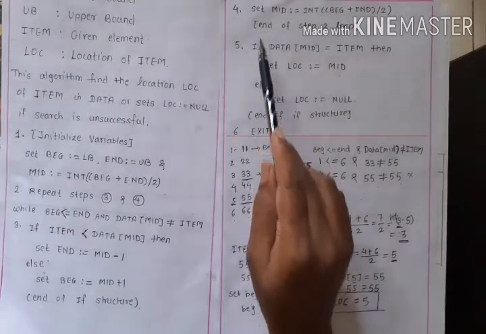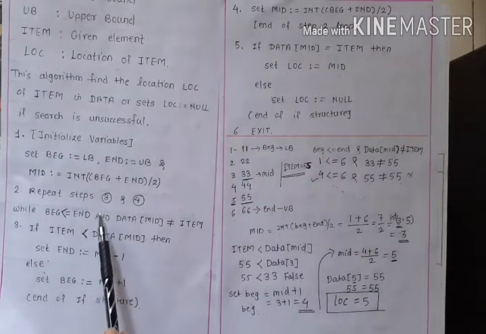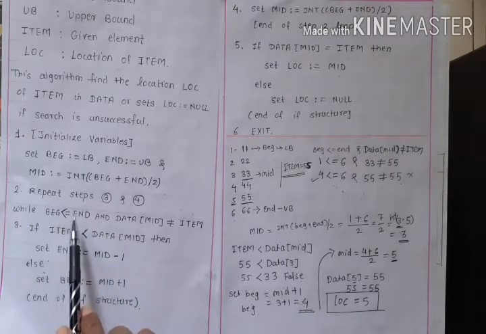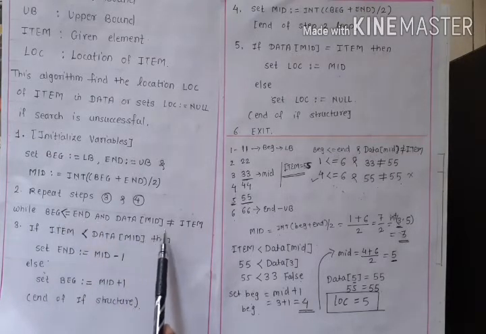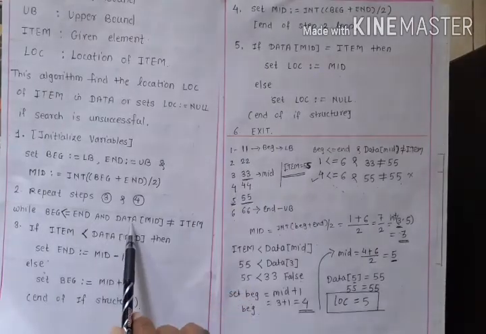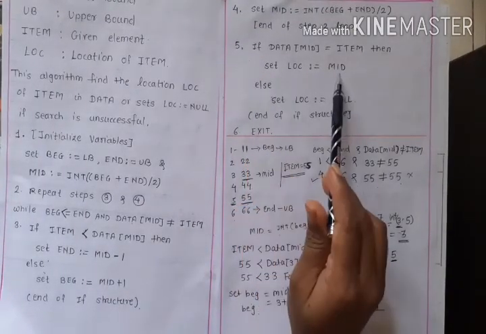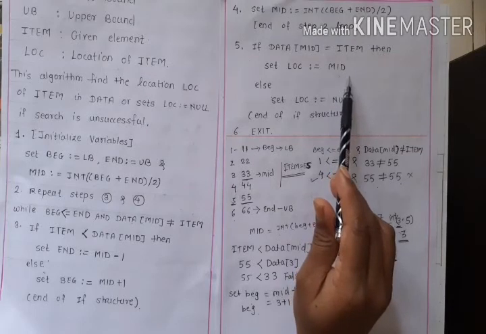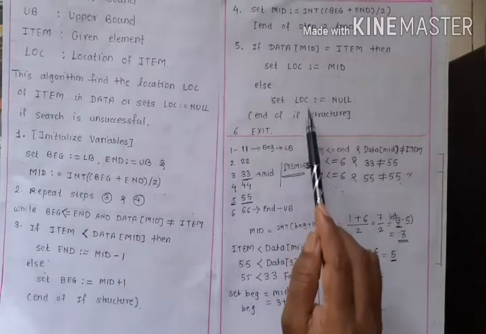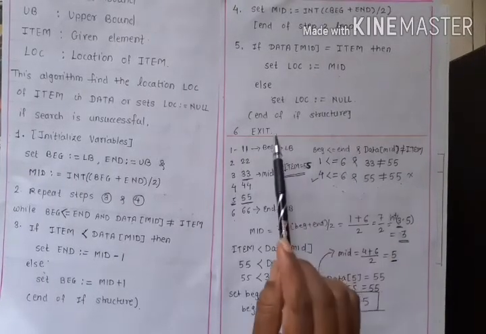Then after the fourth step, again go to the second step. Again check these two conditions. If these are true, we keep repeating this process till beginning is less than or equal to end and data of mid is not equal to atom. Finally, if this condition is false, then out of the loop, set location equal to mid. Otherwise, if the atom is not present in the list, then location is equal to null. Then end of the algorithm.